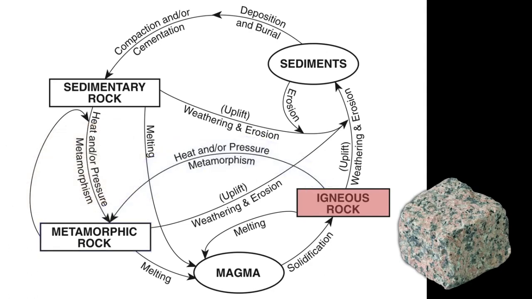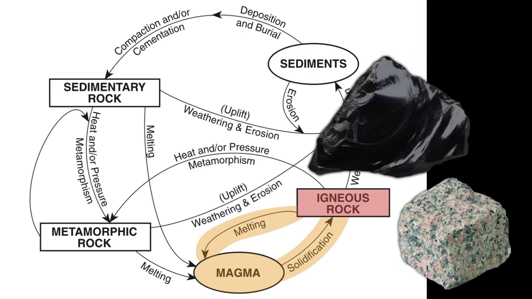But there's still one more option. What if our igneous rock is exposed to intense heat, causing it to melt and return to a liquid state of magma? Well, it can then, of course, cool and solidify again, giving us another igneous rock. But maybe this time it will cool quickly and give us something with smaller crystals or maybe no crystals at all, like this piece of obsidian.